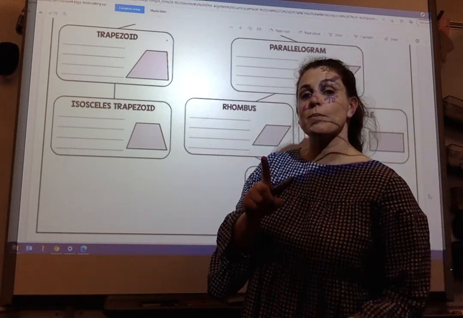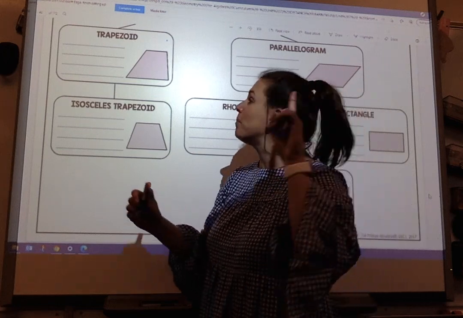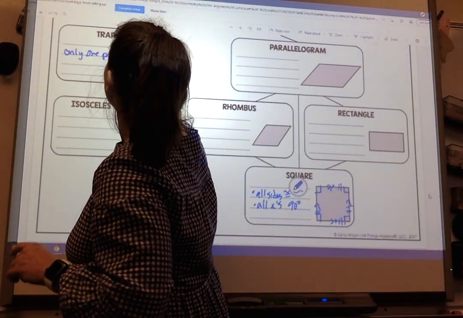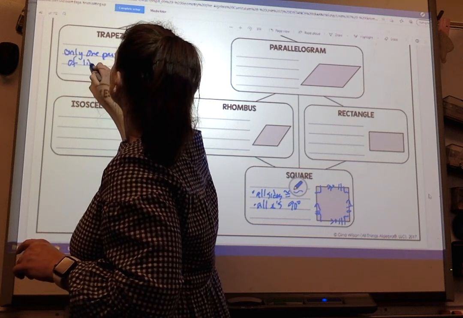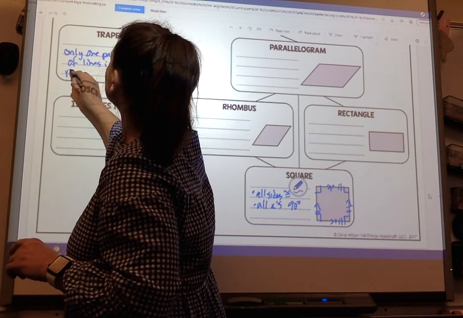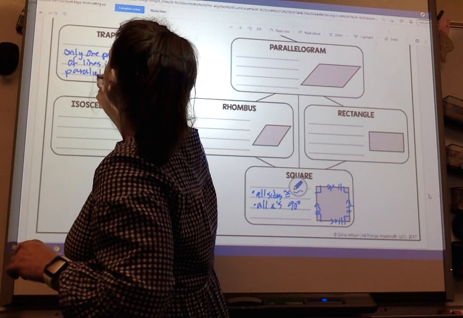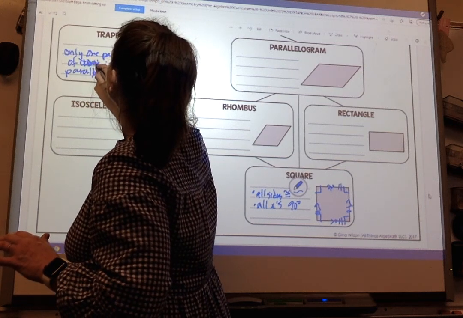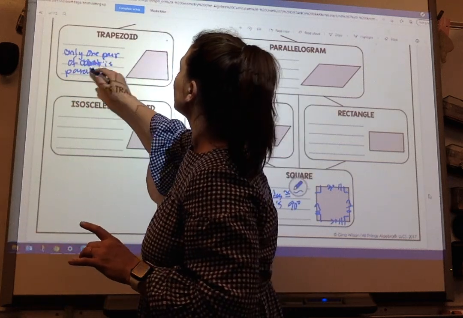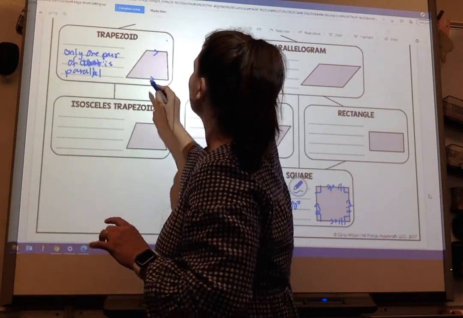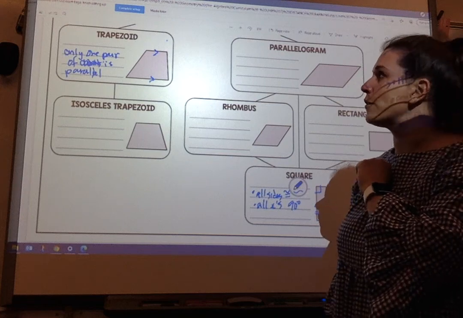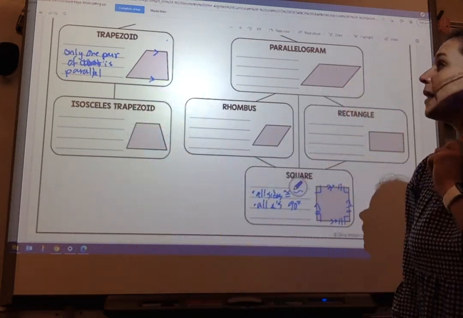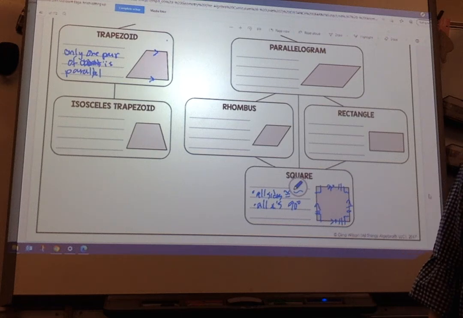But a trapezoid is special in that only one pair of opposite lines is parallel. So this is parallel and this is parallel. That's the definition of a trapezoid. One pair of lines that are parallel.